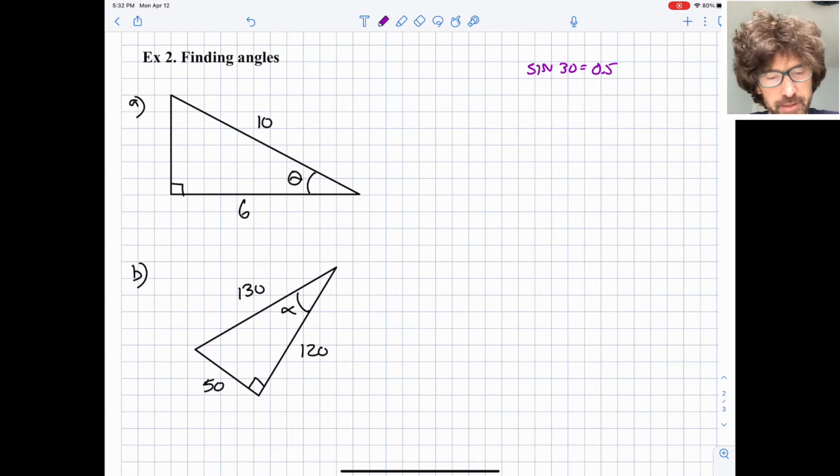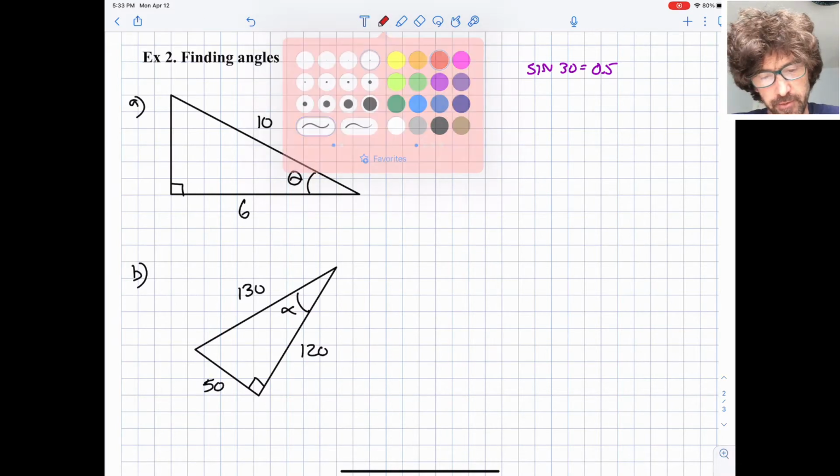So let's do this first problem here. We have a right triangle. We have a hypotenuse of 10 and a base of 6, and we don't know what theta is. Okay, we're looking for theta. We're curious, what's the measure of angle theta? It looks like it could be 30, 40 degrees. Who knows? Okay, so as I said before, let's label HOA.